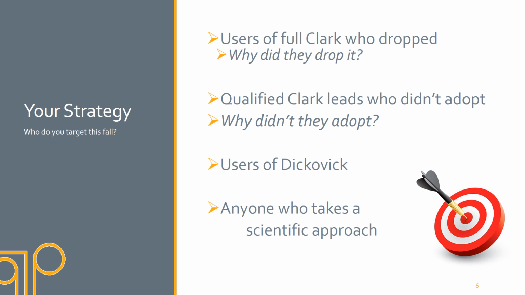And along the same lines, we want you to be looking for Clark qualified leads. So people who, when you were selling Clark, the full version a year ago, these were people that were warm leads, but for whatever reason, they didn't actually adopt it. Why didn't they adopt it? Would the lighter version of Clark be a better option for them?